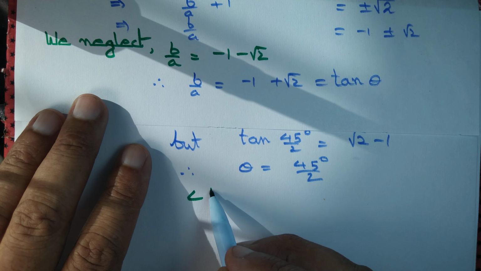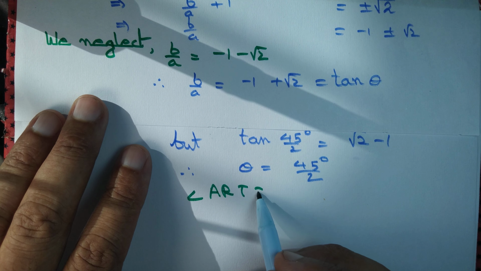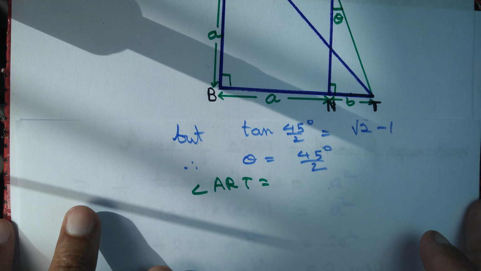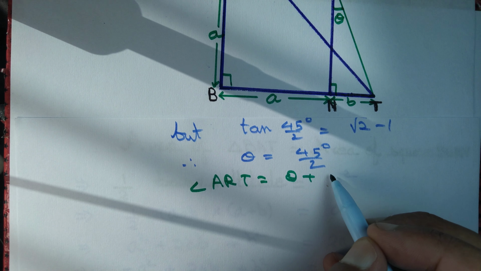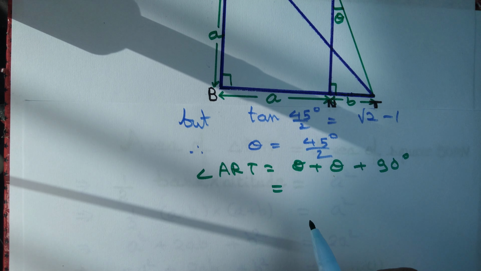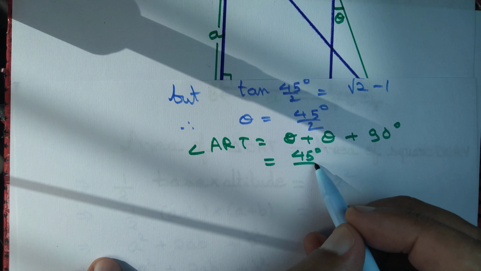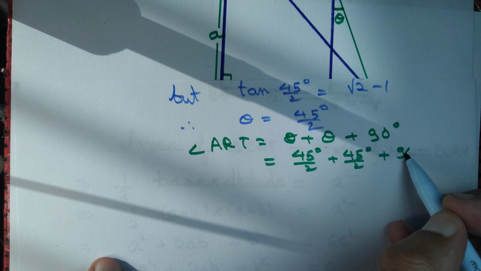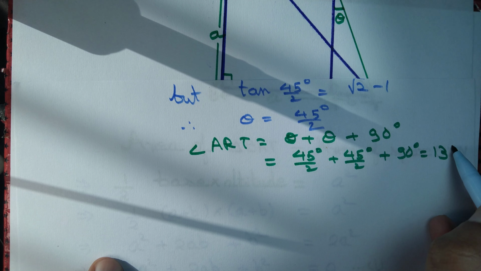But angle ART equal to, let's look at the figure, theta plus theta plus 90 degree. So 45 degree by 2 plus 45 degree by 2 plus 90 degree equal to 135 degree.